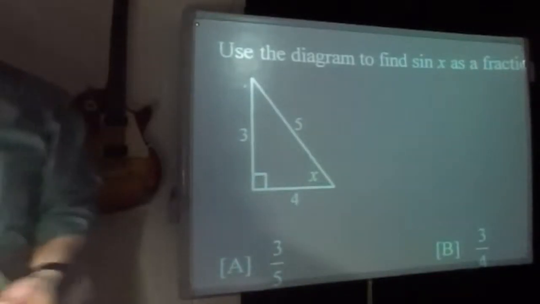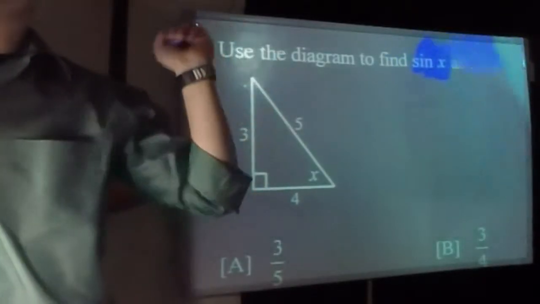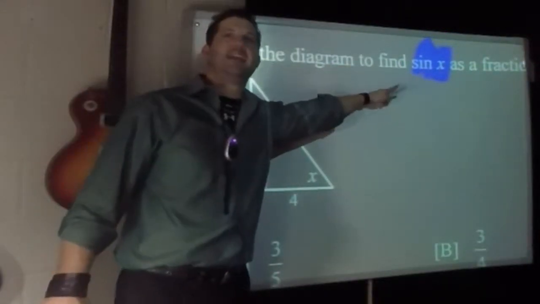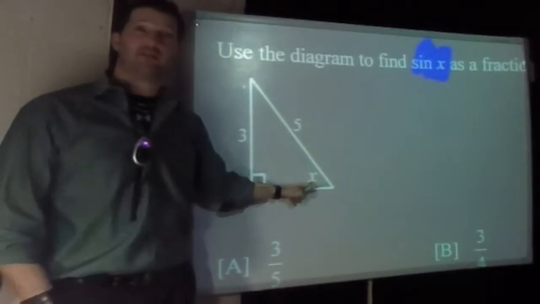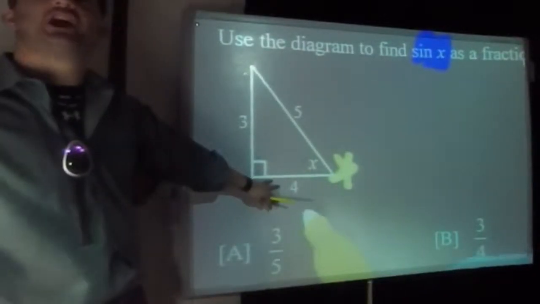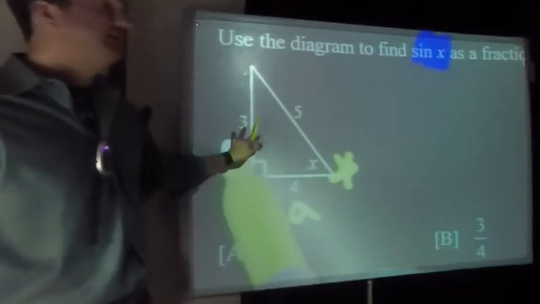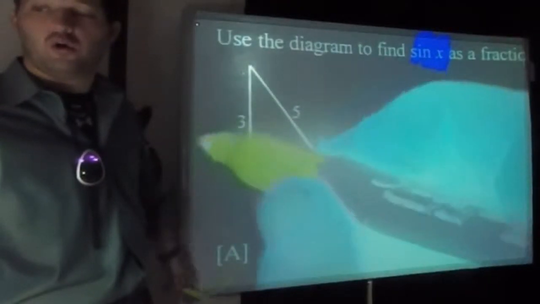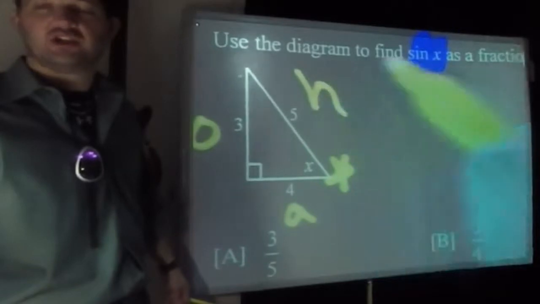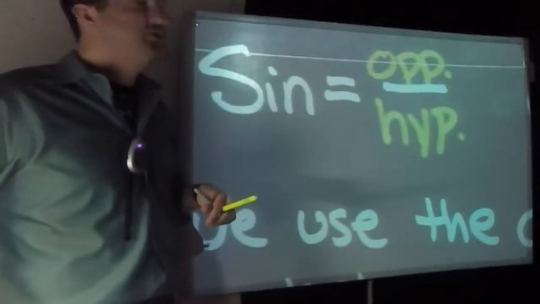All right, here we go. What are we trying to find on example 2? Same thing, except this time it's sine. The angle's still down here on the ground, but label really quick. This 4, is it an O, an A, or an H? A. This 3, an O, an A, or an H? O. And what's the 5? H. Now sine in our SOHCAHTOA is supposed to be what over what? Opposite over hypotenuse. So it's 3 over 5.